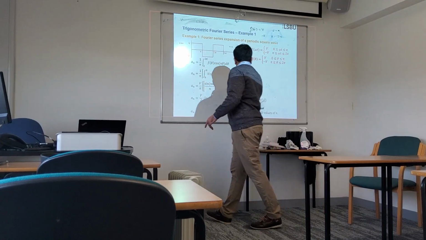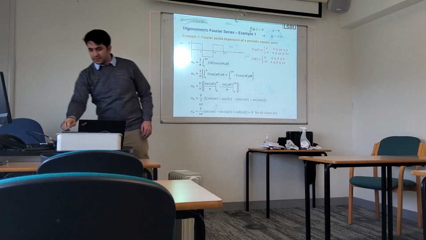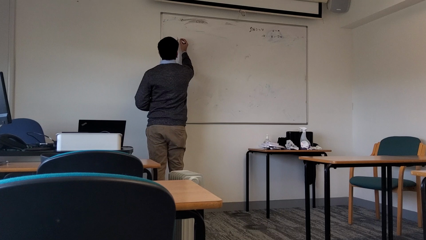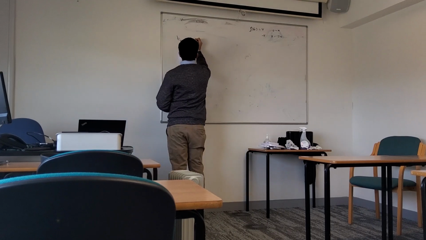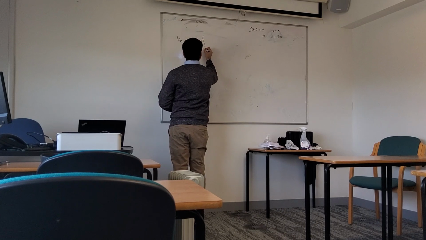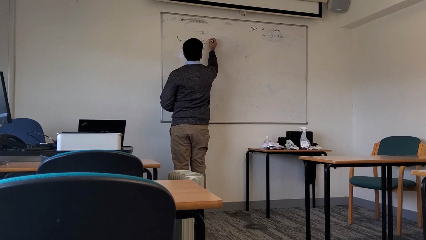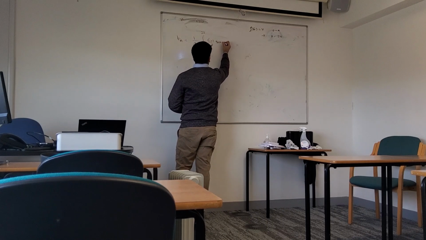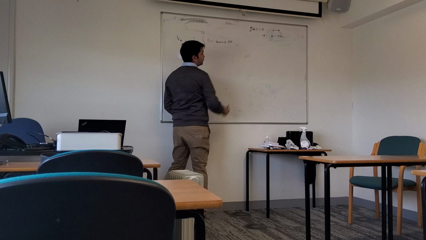You show the formula. Yeah. So the formula is Bn equals 1 by pi, integral from 0 to 2 pi of f of theta sine of n theta d theta. So this is your formula.